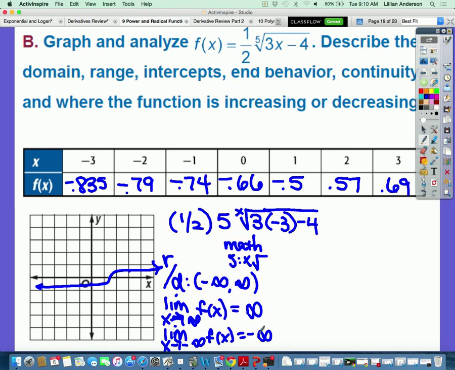Am I continuous? From where to where? All real numbers. You need to write all real numbers for each. And then, is it increasing or decreasing? Increasing. From where to where?